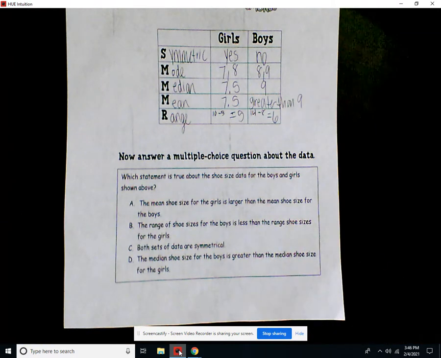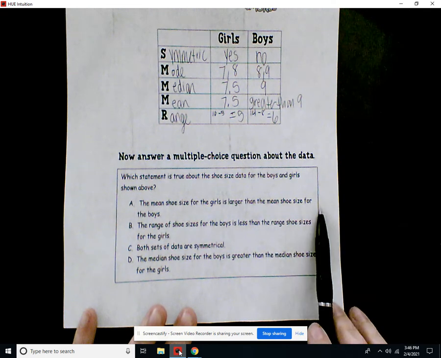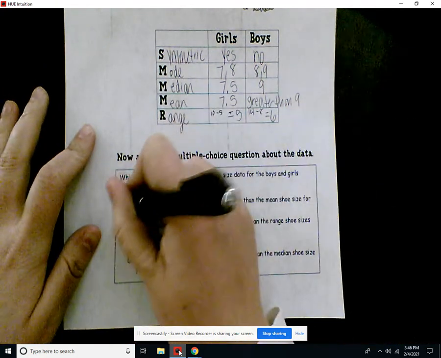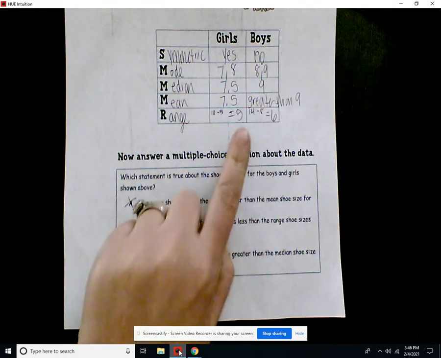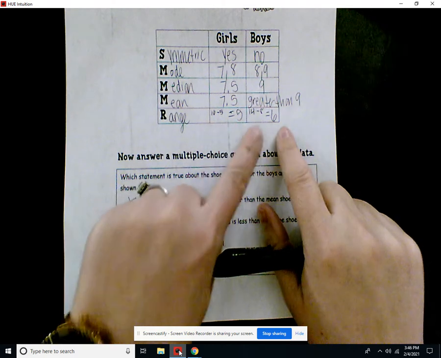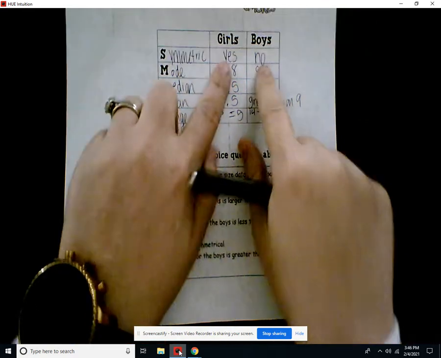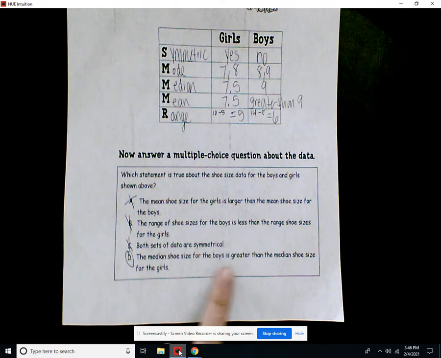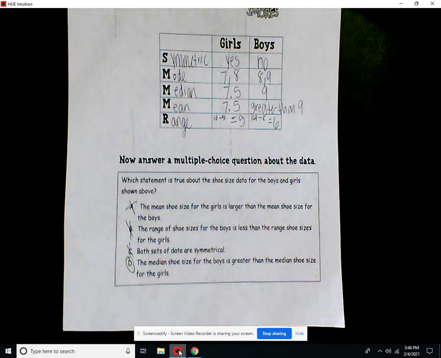Okay, so now we're going to answer the question. Which is true? A, the mean shoe size for the girls is larger than the mean shoe size for the boys. So here's the mean. Is the girls bigger than the boys? No. The boys is bigger. B, the range shoe size for the boys is less than the shoe size for the girls. So there's your range. Is boys less than girls? No, boys is more. C, both sets of data are symmetrical. That is wrong because boys is not symmetrical. So our answer is going to be D. The median shoe size for the boys is greater than the median shoe size for the girls. And that's true because boys is 9, girls is 7.5.